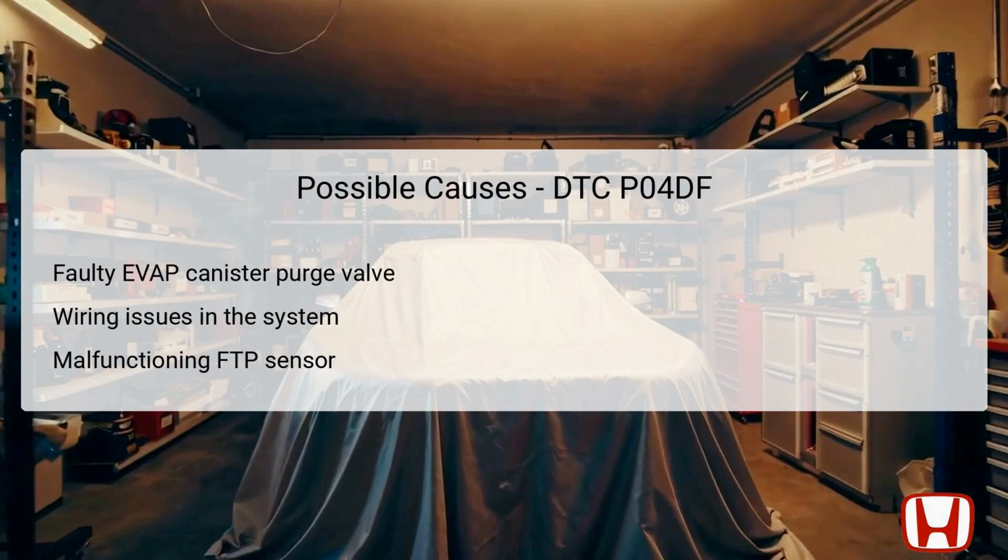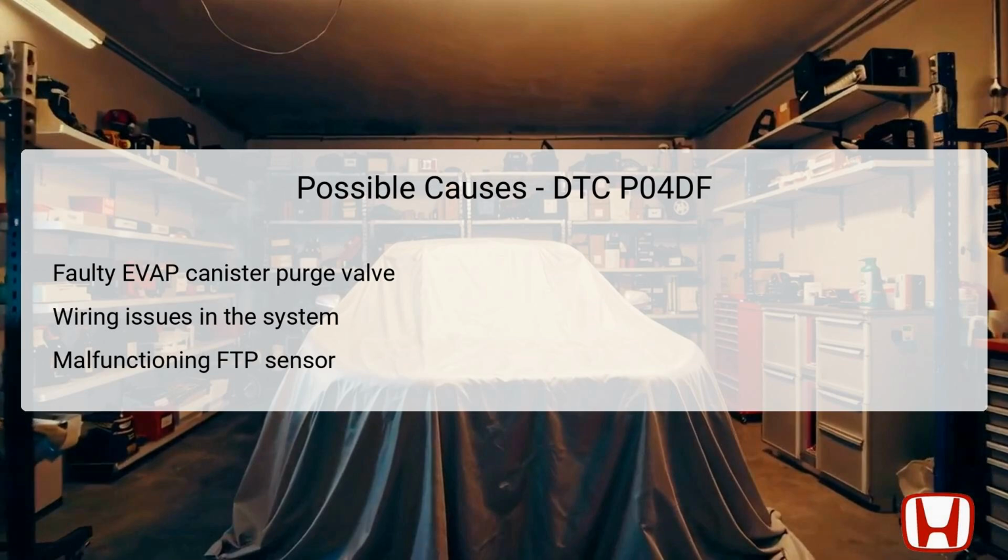There are several potential causes for the P04DF error code. One major cause could be a faulty EVAP canister purge valve, which controls the flow of vapors from the canister to the engine. If this valve is stuck open or closed, it can cause incorrect vapor flow, leading to high purge flow readings.